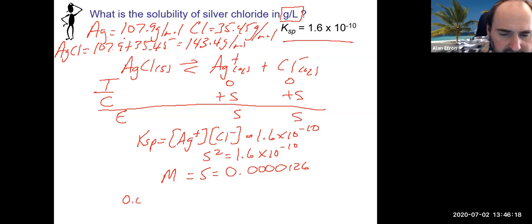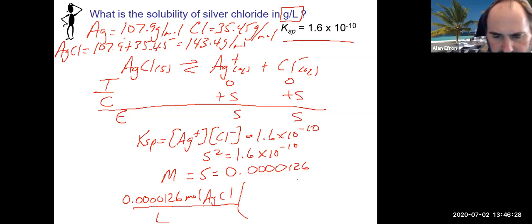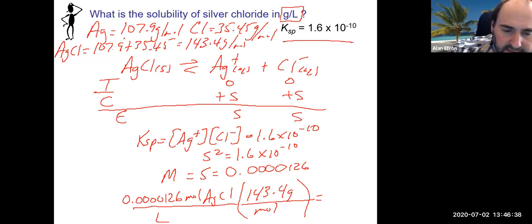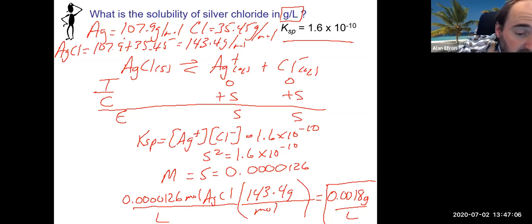So essentially what this number is here is moles per liter of silver chloride. Again, multiplying by the molar mass of 143.4 grams per mole, because we're interested in the entire thing, the silver chloride, gives us something like 0.0018 grams per liter in this case. And that would be the solubility of silver chloride in water.